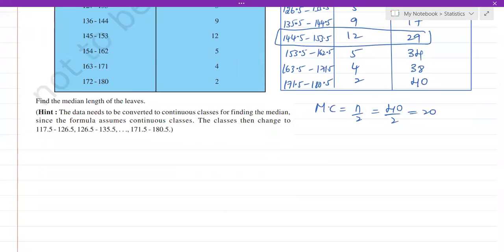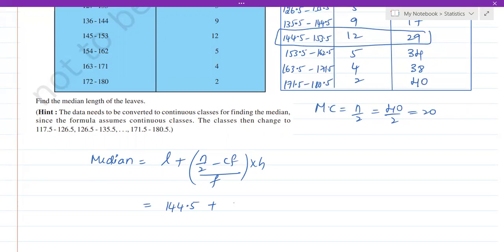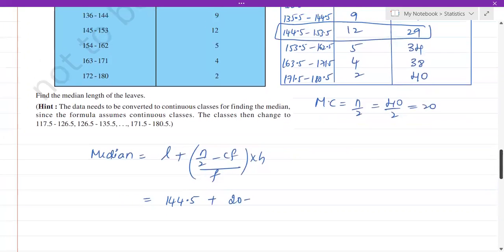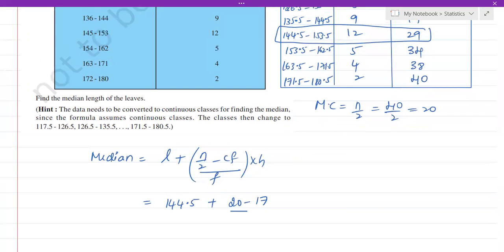Now let's substitute this in the formula. So median is equal to L plus n by 2 minus CF by F into H. So what is the value of L from the question? It is 144.5. N by 2 is 20 minus CF. Remember, you have to take the previous one. What is the CF in the previous one? It is actually equal to 17. Okay, so let's put 17 by F, the corresponding one itself, that is 12. And the class size 153.5 minus 144.5, so that comes around 9.